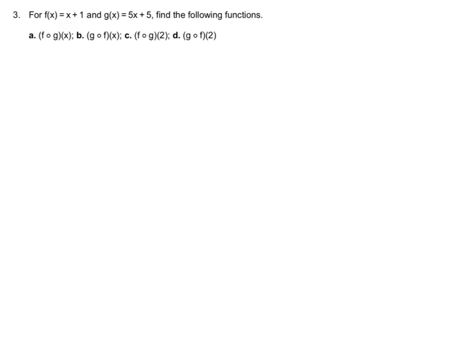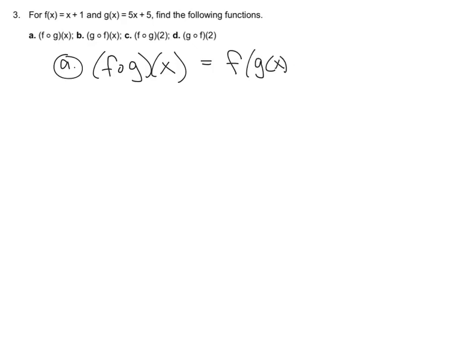For f of x equals x plus 1 and g of x equals 5x plus 5, find the following functions. A asks us to find a composite function, the composite of f and g of x. This means that we're going to take the function f, and wherever we see an x, we're going to plug in the expression for g of x.